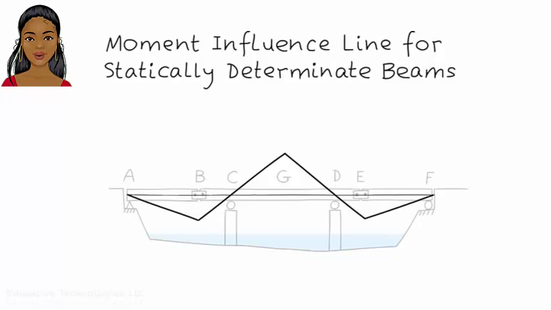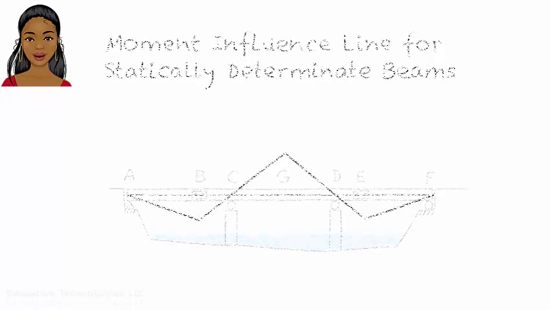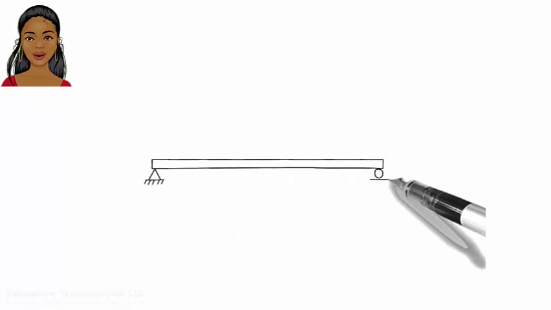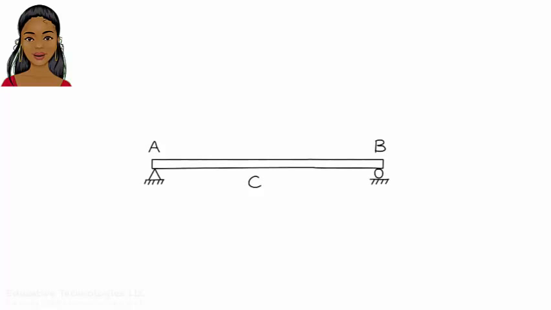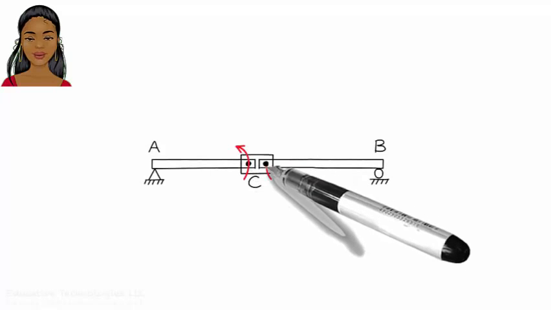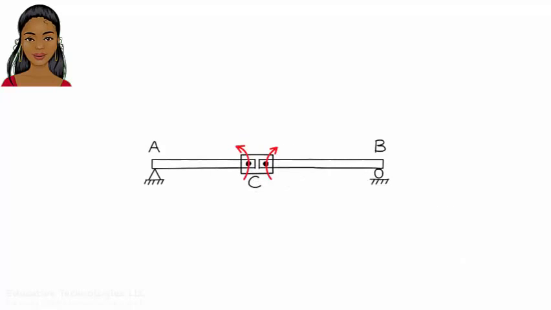Now let's see how a moment influence line can be drawn qualitatively. To draw the moment influence line for a point, we follow 3 steps. 1. Place a hinge at the point of interest. 2. Apply a positive bending moment to the hinge. 3. Draw how the beam displaces as a result. Here the hinge is placed at C. This means we want to draw a moment influence line for point C.